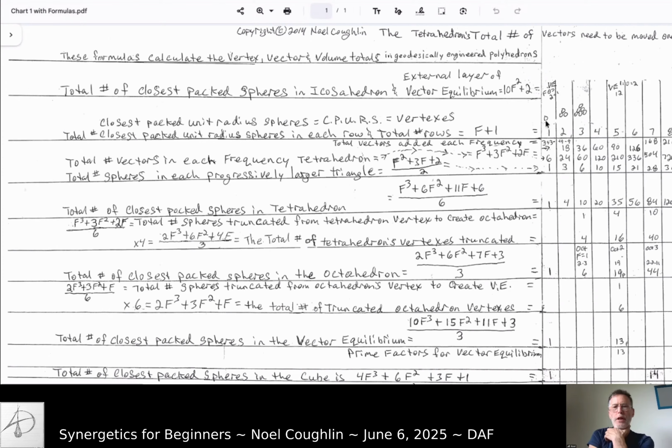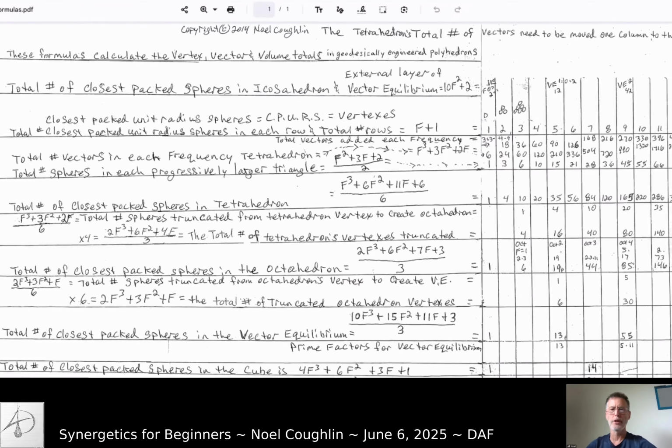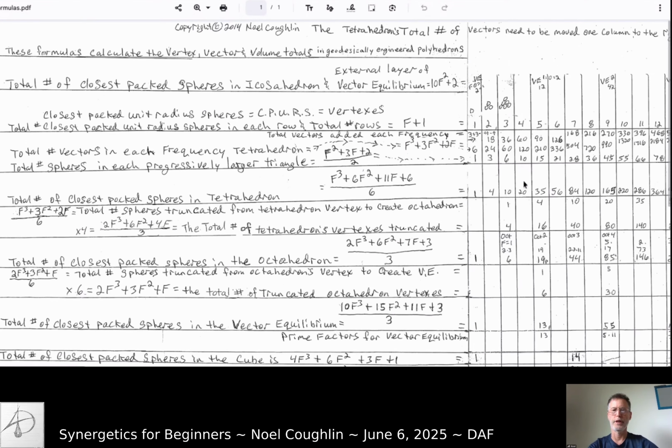Now, as I showed you on the other pictures, when you take this 1 sphere and you put it on top of these 3, it creates a tetrahedron of 4. When you take those 4 and you put them on top of this triangle of 6, these 6 right here, it becomes 10. When you put these 10 on top of the 10 triangle, it becomes 20. And so the process that universe uses to systematically coordinate its closest packed unit radius energy spherics is by adding all the triangular numbers. 1 plus 3 equals 4, plus 6 equals 10, plus 10 equals 20, etc.